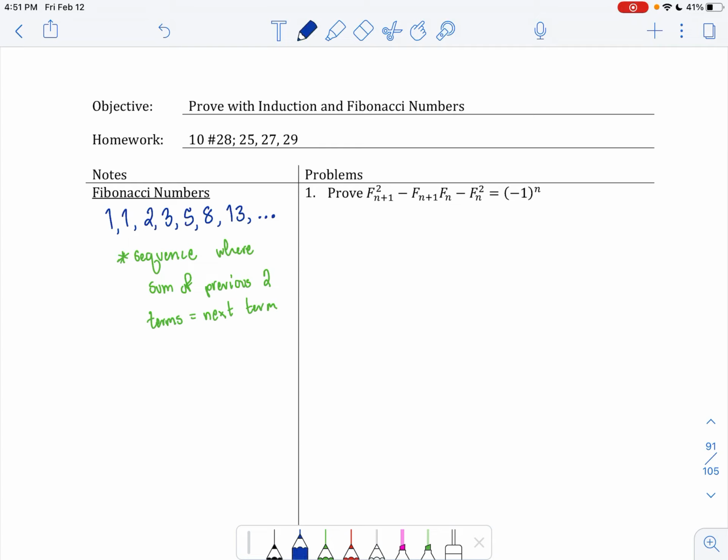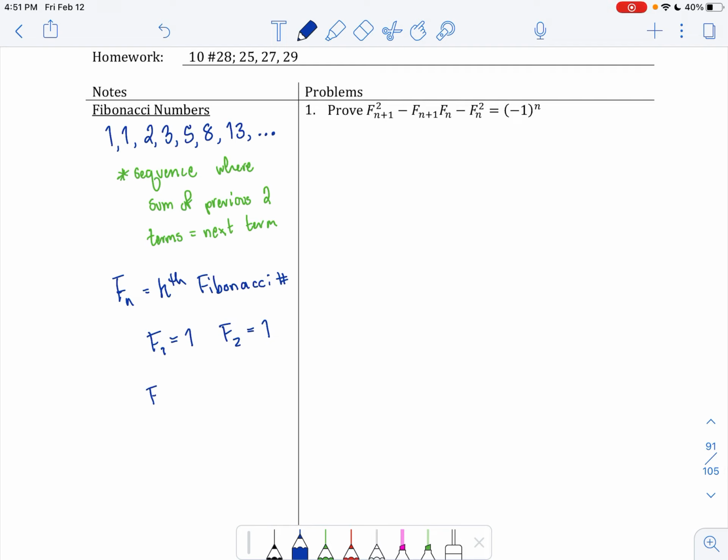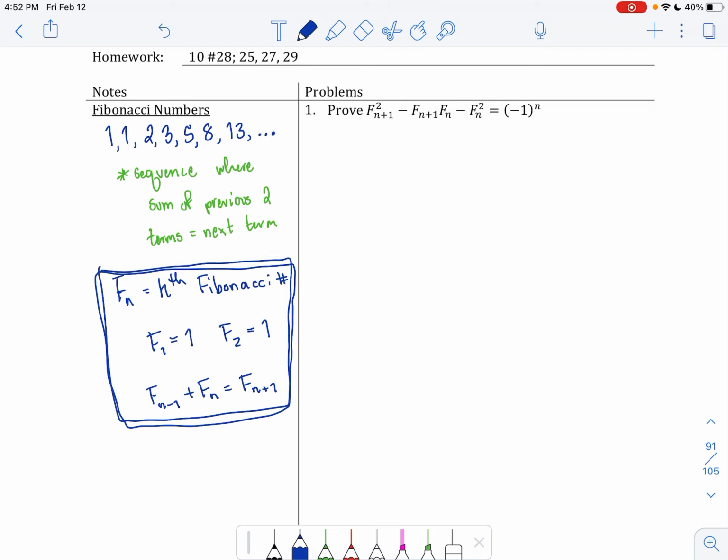Now, the way we write this mathematically is we say that if capital F sub n is equal to the nth Fibonacci number, then that means that F of 1 equals 1, F sub 2 is equal to 1, and F of n minus 1 plus F of n is equal to the next term, F of n plus 1. So this is the rigorous mathematical definition of the Fibonacci sequence.